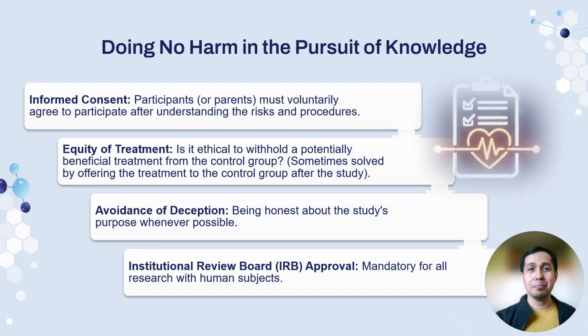This power to manipulate and control comes with great ethical responsibility. Informed consent is paramount. Participants must understand what they are getting into and agree to it voluntarily. We face the dilemma of equity of treatment. Is it ethical to withhold a potentially beneficial treatment from the control group? Often, this is addressed by offering the treatment to the control group after the study is complete. We must strive to avoid deception unless it's absolutely necessary and justifiable.